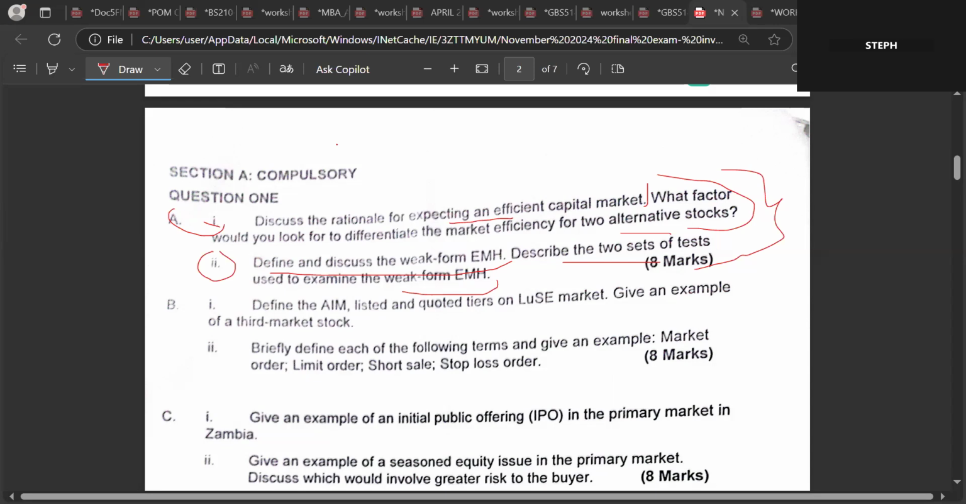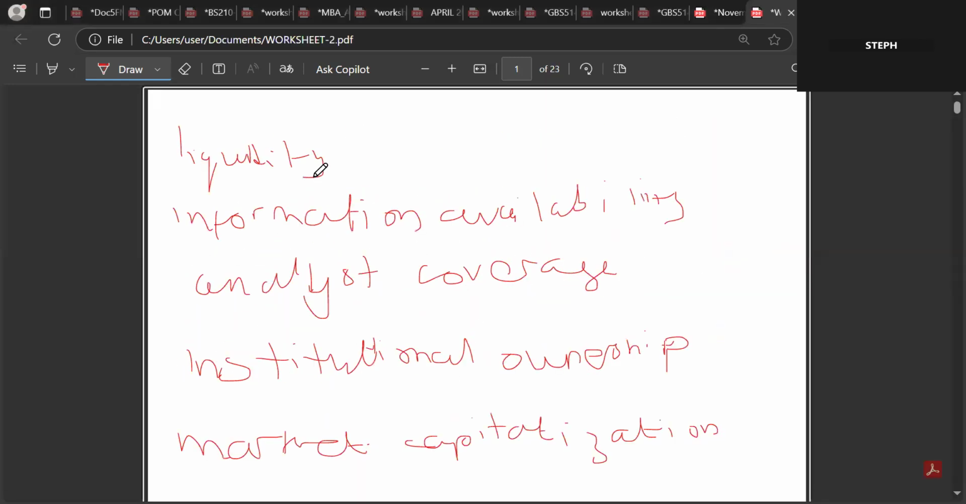So having discussed the rationale behind this, now we need to look at what factors you'd look for to differentiate two alternative stocks. The factors we're now going to be looking at in differentiating these two alternative stocks are things like, firstly, your liquidity basis. You'll be looking at this from a liquidity point of view.